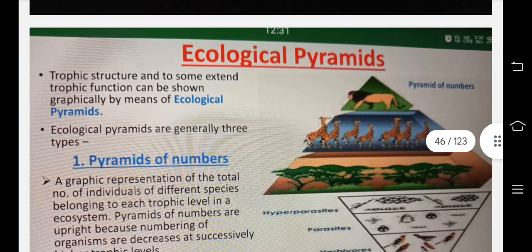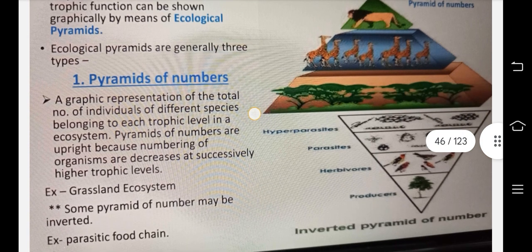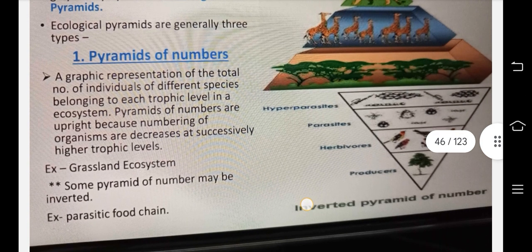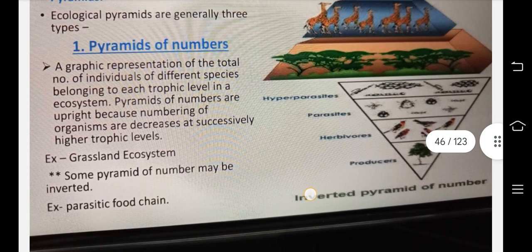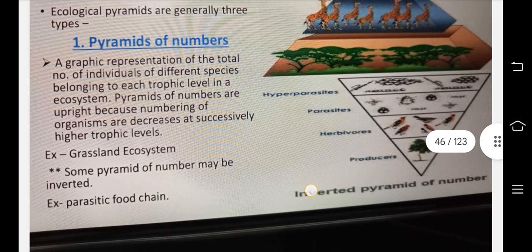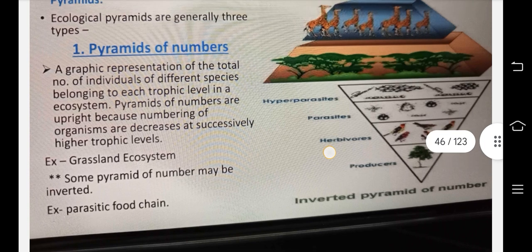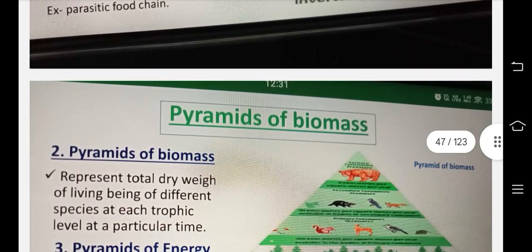Ecological pyramids: trophic structure and, to some extent, trophic function can be shown graphically by means of ecological pyramids. There are 3 types. Pyramids of number are a graphic representation of the total number of individuals of different species belonging to each trophic level in an ecosystem. Pyramids of numbers are upright because the number of organisms decreases at relatively higher trophic levels. In grassland ecosystems, a pyramid of number may be inverted, like a parasitic food chain.